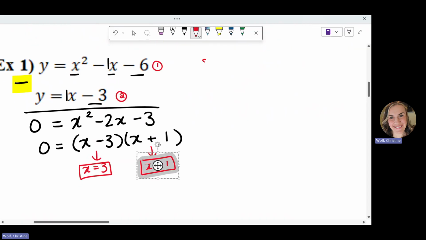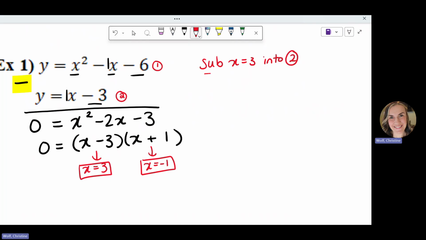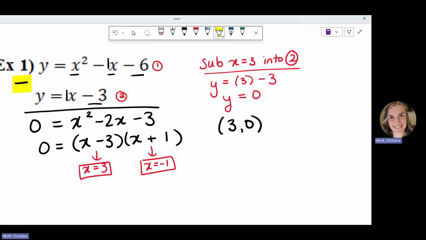So I'm going to sub my first answer for x, which is 3, into equation number 2. Alrighty, so I have y equals x, which is 3, minus 3. And so I have y equaling 0. So I just found that my first point, my first solution: when x is 3, y is 0, and that is one of your solutions.